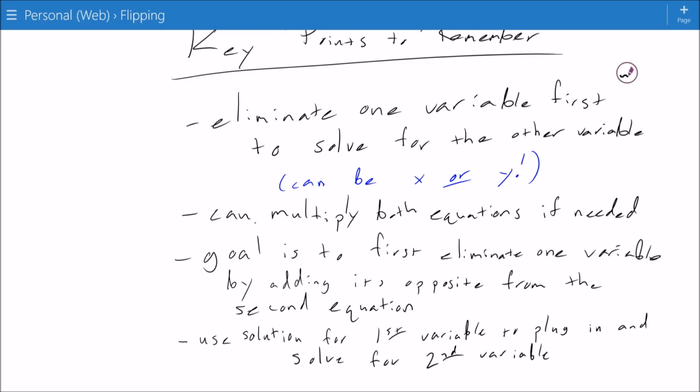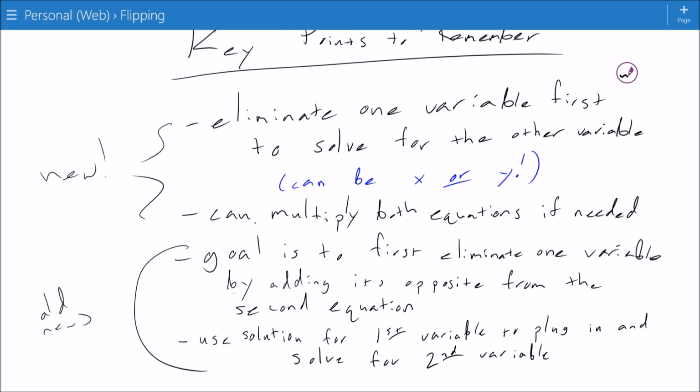You can multiply both sides of the equations if needed, or you can multiply both equations if needed. You always must multiply both sides. Your goal is to first eliminate one variable by adding its opposite from the second equation, just like we've been doing. Get one variable out and then plug in. So these two really are old news, just reminders. And here are kind of the new things.